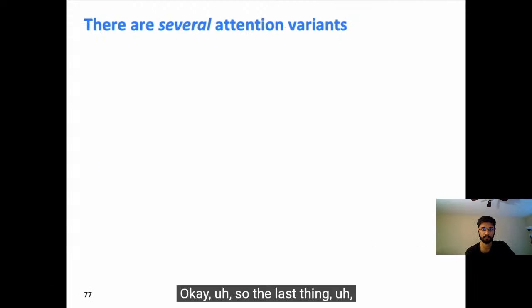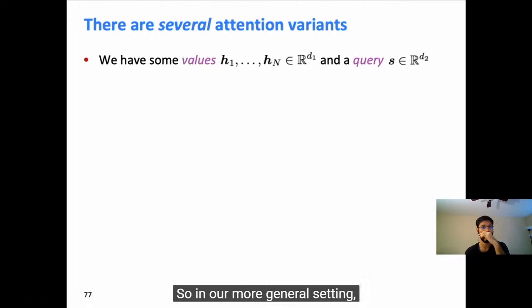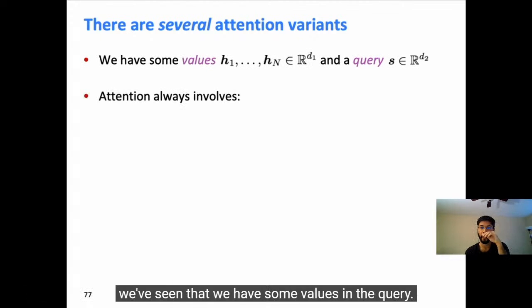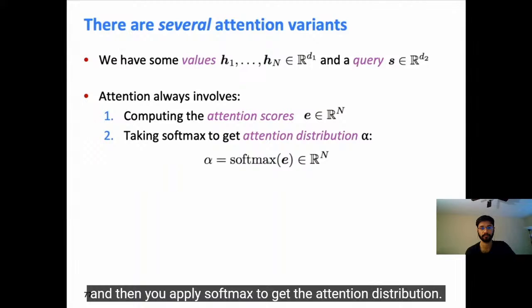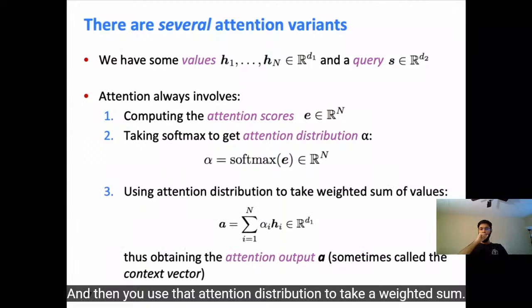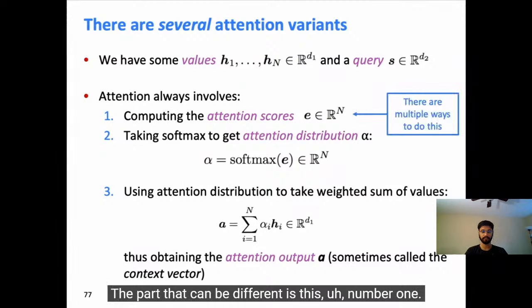Okay, so last thing is that there's actually several variants of attention. And this is something you're going to look at a little in assignment 4. So in our more general setting, we assume that we have some values and a query. Doing attention always involves computing the attention scores, and then you apply softmax to get the attention distribution, and then you use that attention distribution to take a weighted sum. So this is always the outline of how attention works. The part that can be different is this number 1. There are multiple ways you can compute the scores.